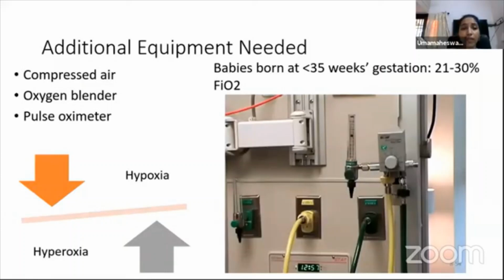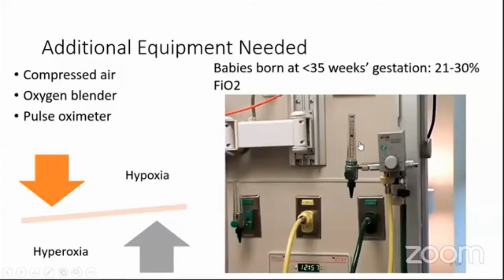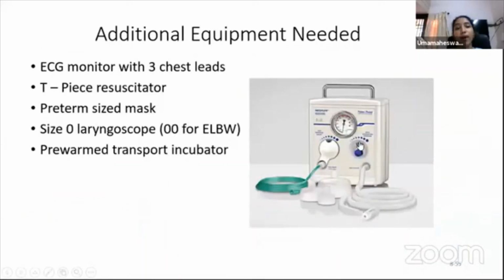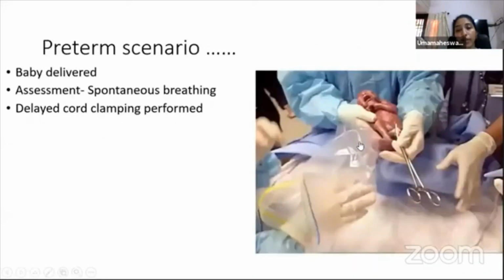So this is very important. You do not want hypoxia and we do not want hyperoxia and free radical injury. So this blender equipment is very important. If the babies are born at less than 35 weeks, we need to start positive pressure ventilation between 21 to 30% FiO2. Additional equipment would be needed, such as a preterm size mask and a pre-warmed transport incubator.